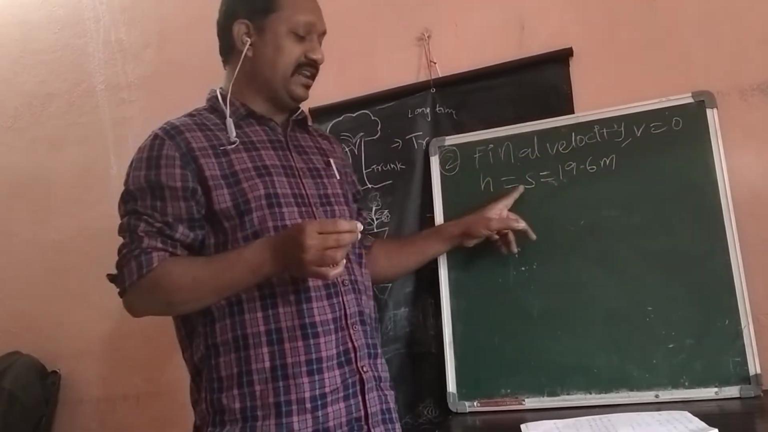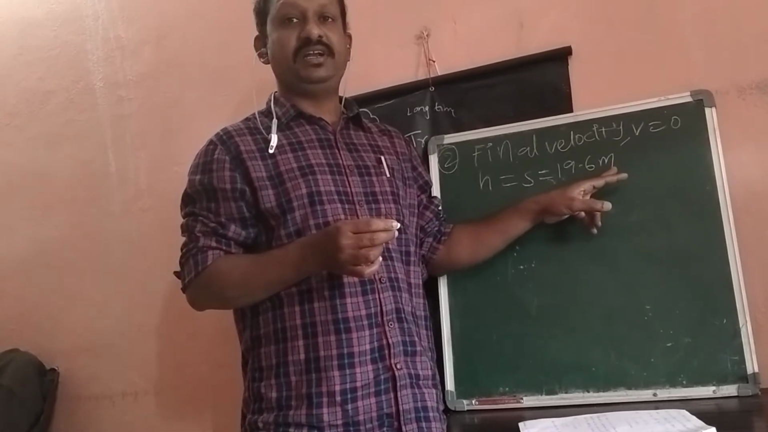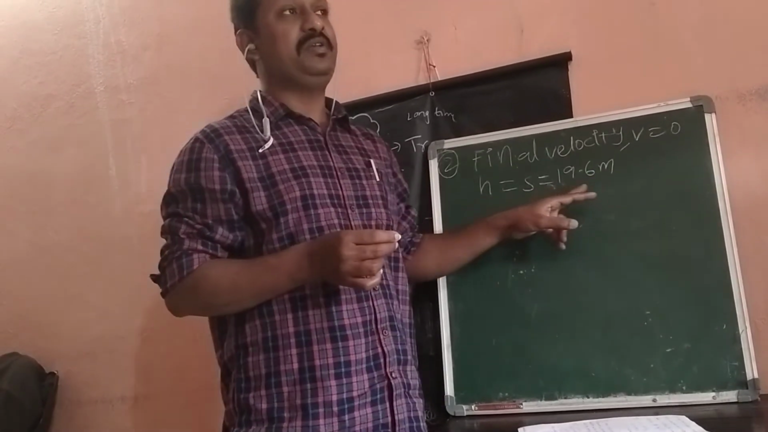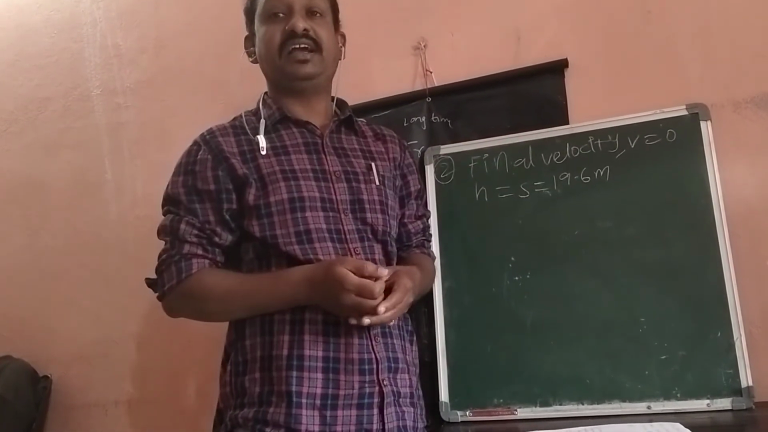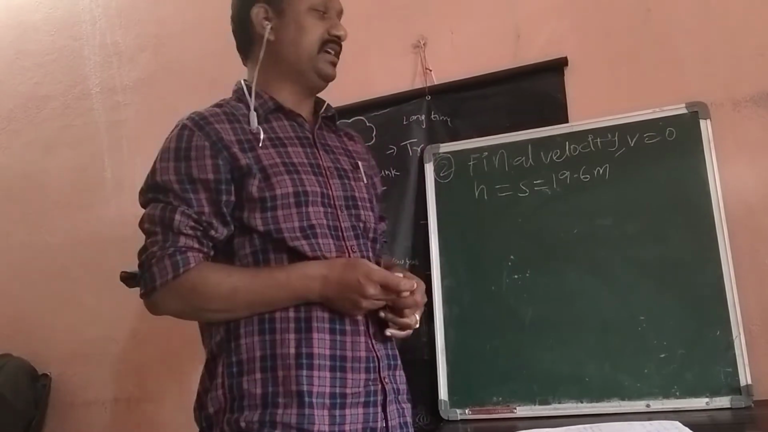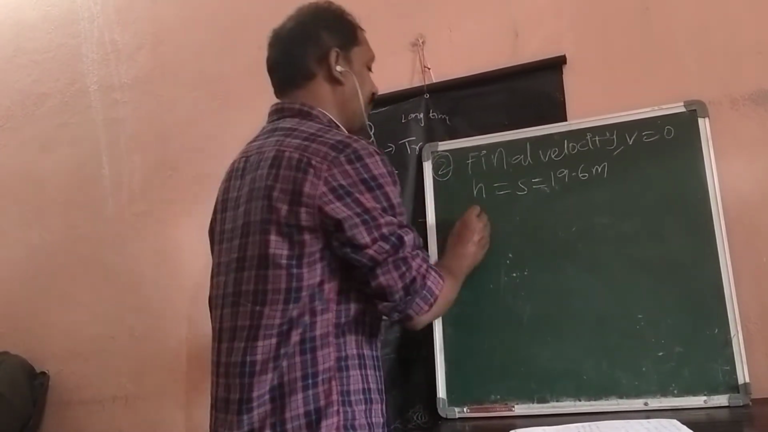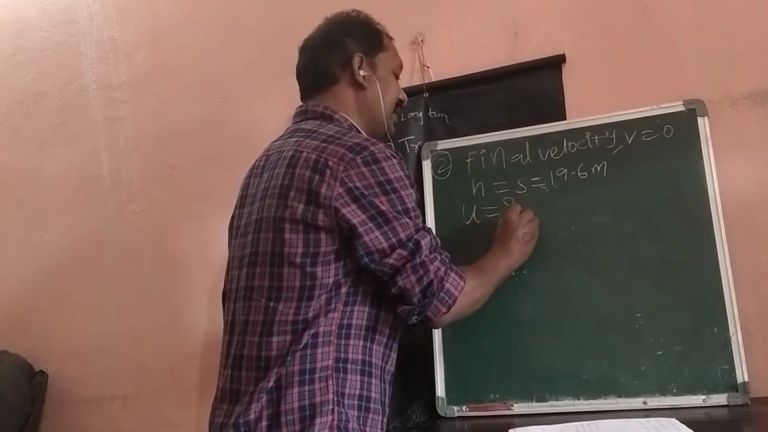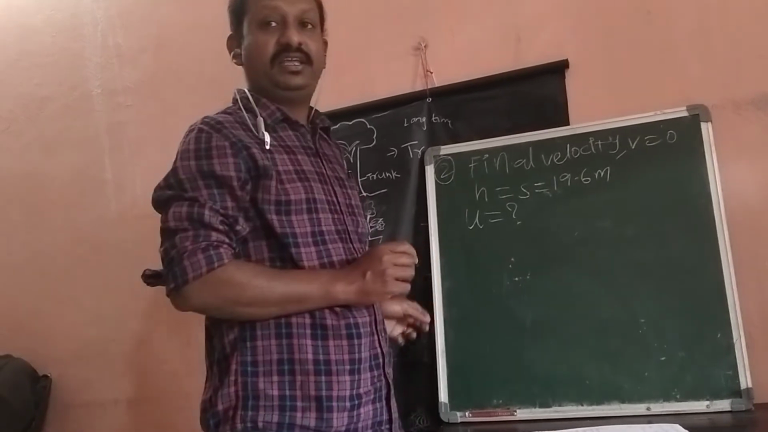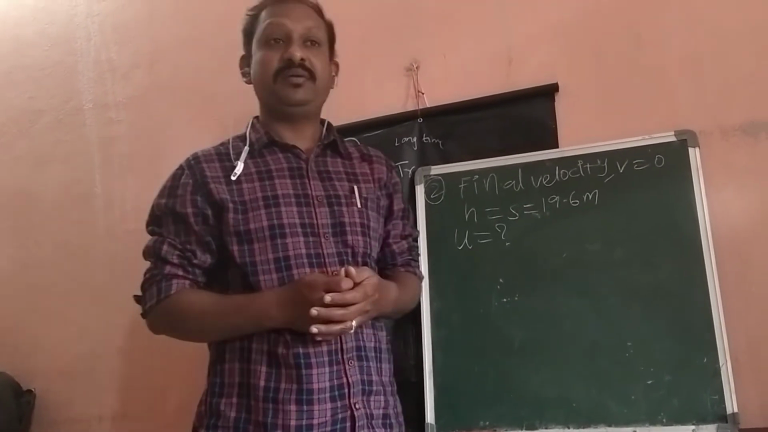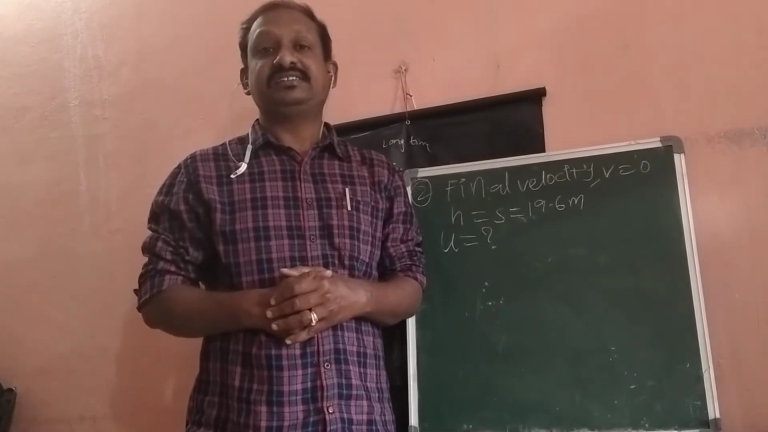And the height reached by the ball is 19.6 meters. The distance will be considered in the horizontal direction; in the vertical direction we take it as height. Height is 19.6 meters, and he is asking us to calculate the initial velocity. u is the question mark; you need to find that. And later we have to find the time also, the time taken by the ball to reach its highest point.